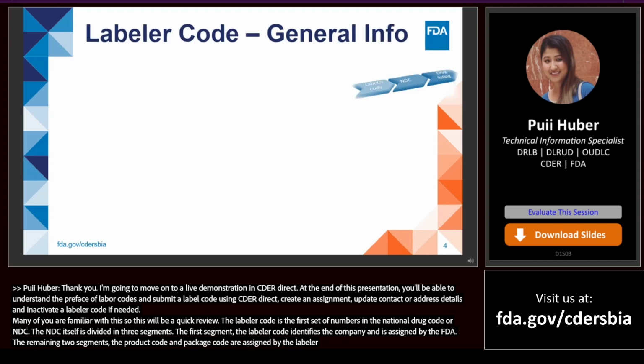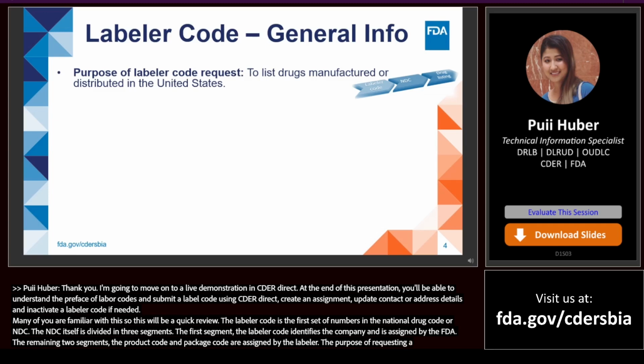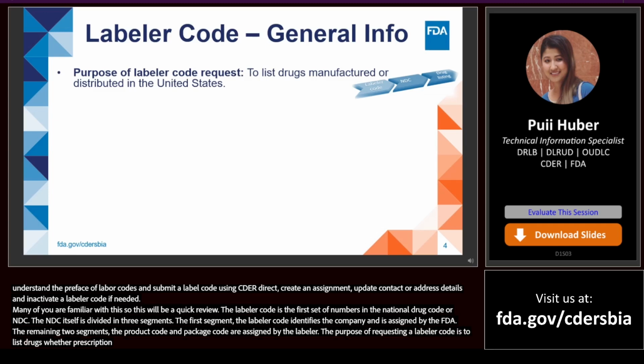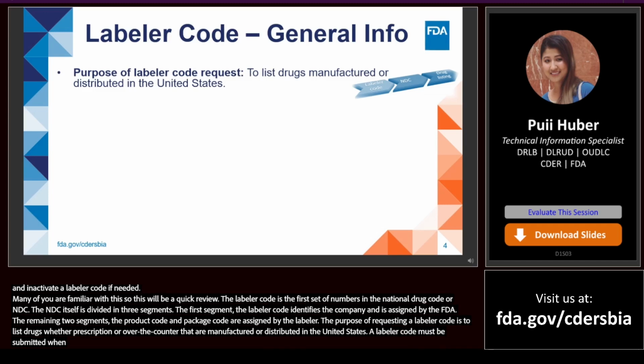The purpose of requesting a labeler code is to list drugs, whether prescription or over-the-counter, that are manufactured or distributed in the United States. A labeler code request must be submitted when first introducing a product into commercial distribution. So this needs to be done. Labeler code must be requested and completed within 5 days of the product going into distribution.